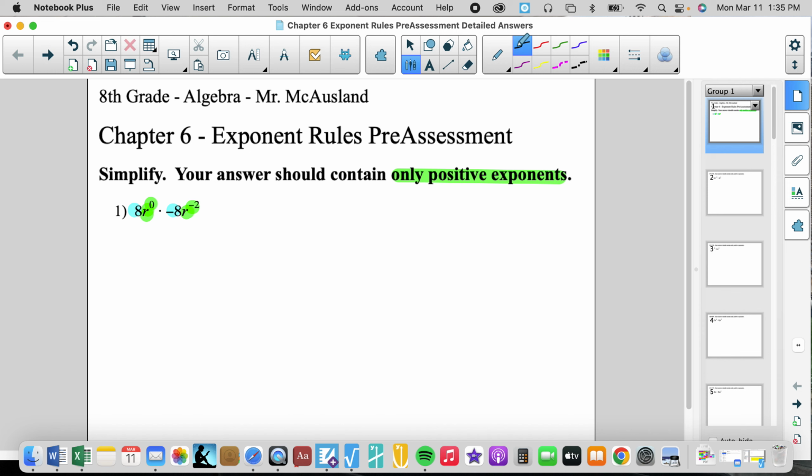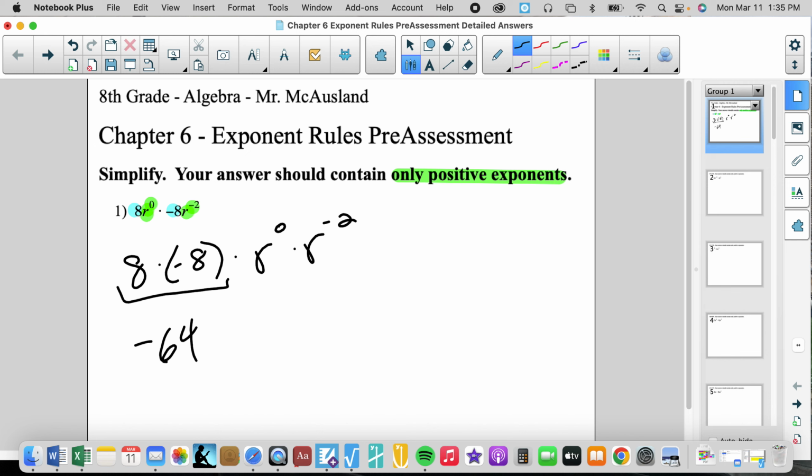So 8 times negative 8. So we have 8 times negative 8 as the constants, and then we have r to the 0 times r to the negative 2. So like bases, or exponents, we have negative 64. So 8 times negative 8 is negative 64. We're just going to multiply it as if we saw those two numbers. Now, when we have like bases, we are going to add their exponents.